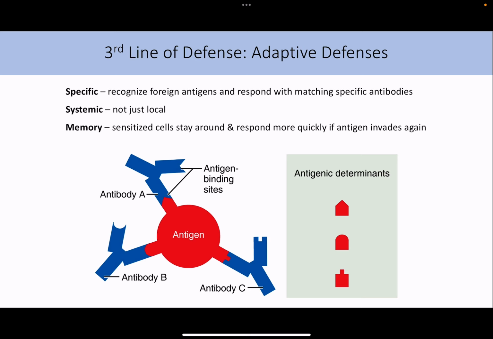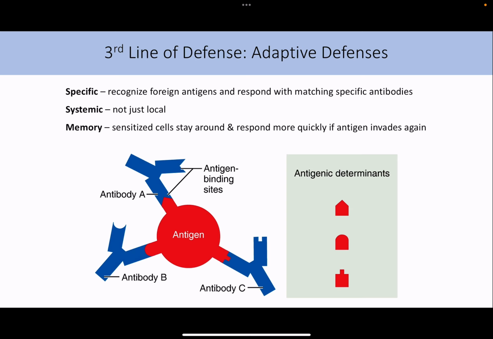This is going to be systemic. This is not just a local response. Like with the inflammatory response, that's localized in that area wherever the injury is. If a foreign invader gets past the first line of defense and the second line of defense, now we're in the third line of defense. These get released in circulation all over the body, these B cells and T cells. So this is going to be systemic and not just in one area.